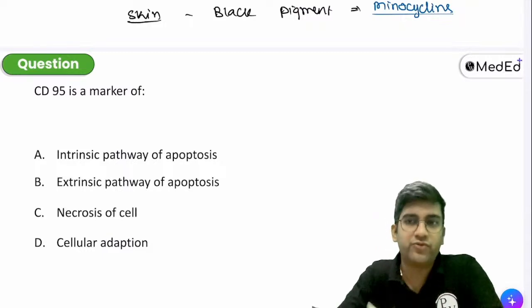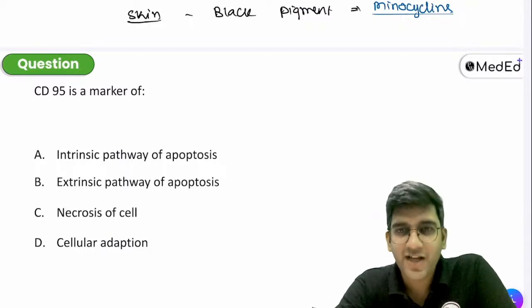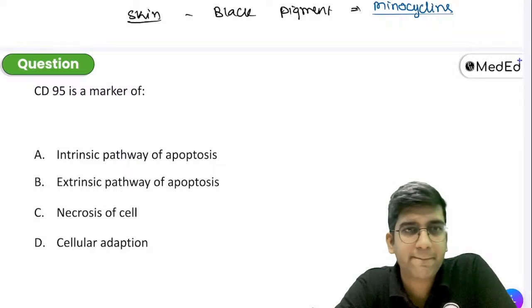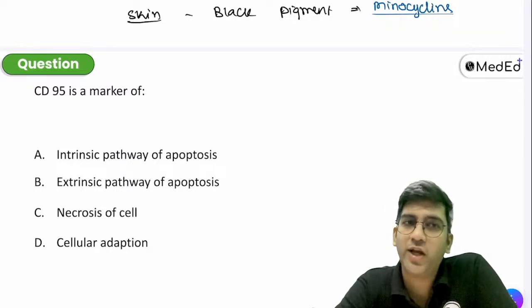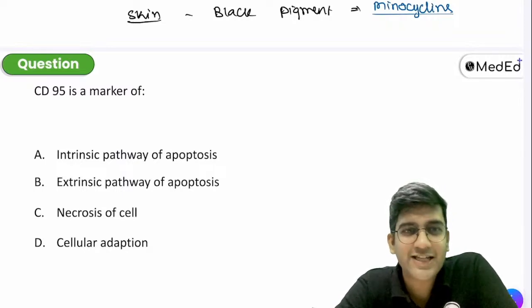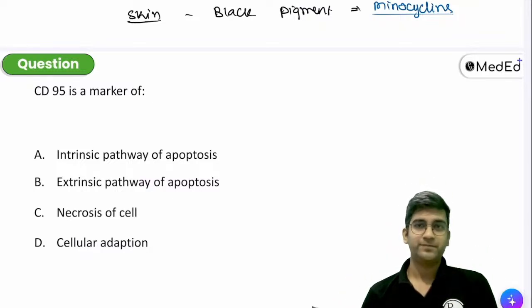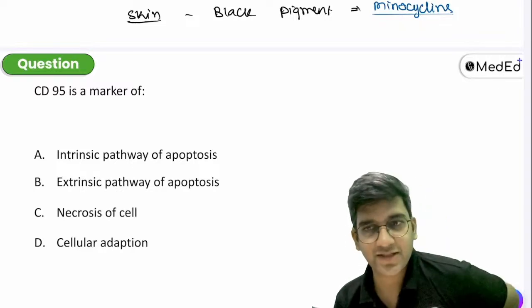CD95 is a marker of. It's a very simple thing. Apoptosis, necrosis, I'm not going to spend time because I'm sure that this is the only thing you keep on revising every time. Rahul, let's start with A, B. Okay. How did we make mistakes in apoptosis and necrosis? You should not make mistakes in apoptosis and necrosis. Others, what do you think is the answer?